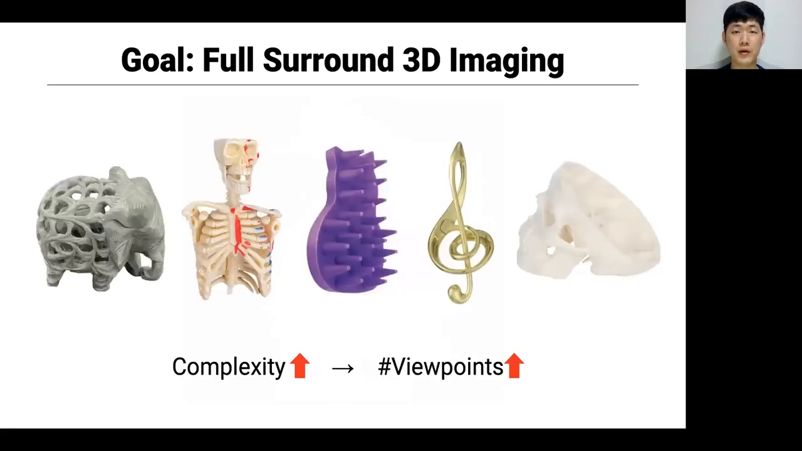As the object shape becomes more complex, we can expect the number of viewpoints required for full surround coverage to become larger. This can be achieved by constructing light stages with multiple cameras and potentially projectors. However, such multi-view systems are typically costly and hard to build.